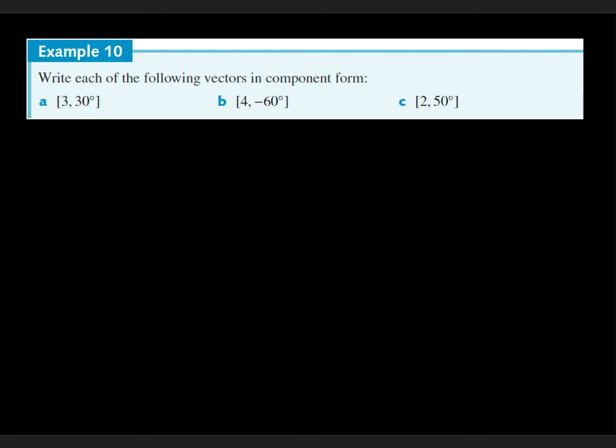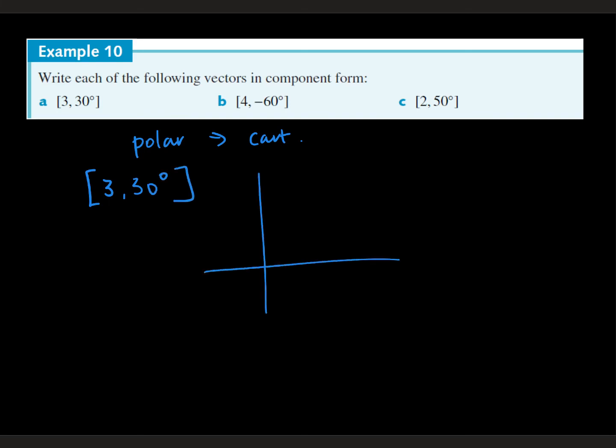Now here we've got vectors in polar form, and we're going to go to Cartesian form. Well, our vector here we've got is 30 degrees. That means that it has a length of 3 units, and the angle in here is 30 degrees. So how do I work that out? Well, I make it into a triangle, and what I'm after is this one here and this one here.